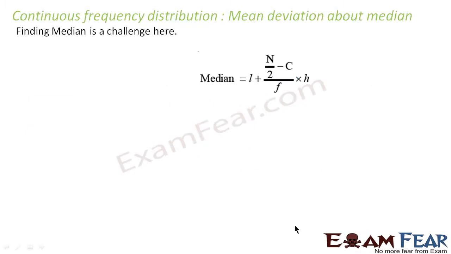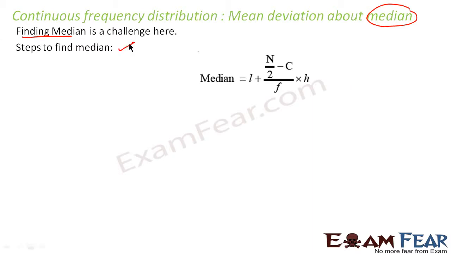Continuous frequency distribution about median. Please note, about median, finding the median is a big challenge. Earlier also we had this in the normal distribution, where finding the median was difficult. There we arranged all the distribution in ascending order. Then we found the number of terms, and based on the number of terms we found in which box the value xi will be, and we got the median. Here also finding the median is a difficult task.